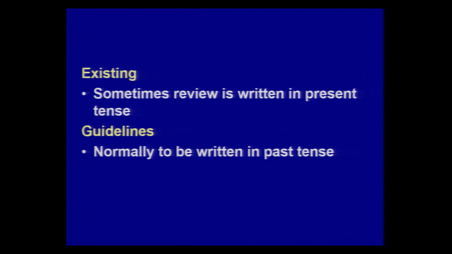Another drawback we sometimes come across is that the review of related literature is presented in the present tense. The researcher finds, the study finds, and so on. Now, once we are saying this is the record of what has been done in the past, it is very important that when we start writing the review of related literature, it is in the past tense and not in the present tense.